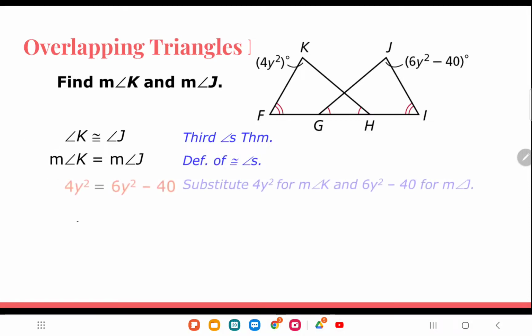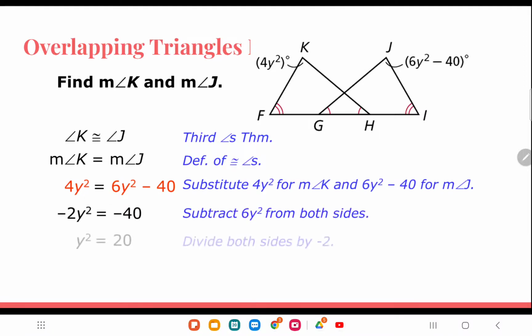So our measures have to be equal. We'll do some substitution. Now, once we get to this point, y squared equals 20. We don't actually need to take the square root of both sides because these expressions show that k is 4y squared and j is 6y squared minus 40. So we do not need to take the square root in this case.